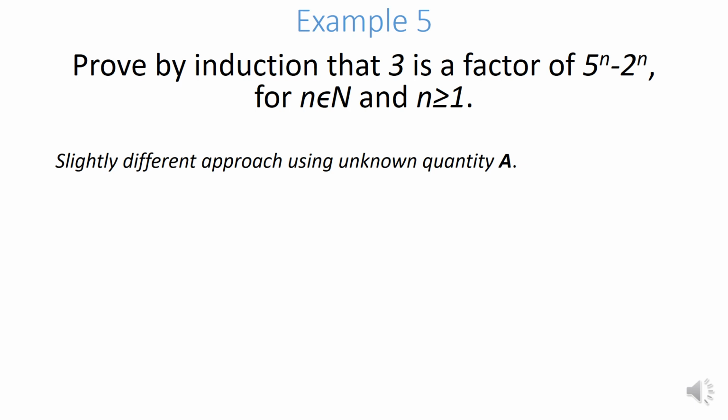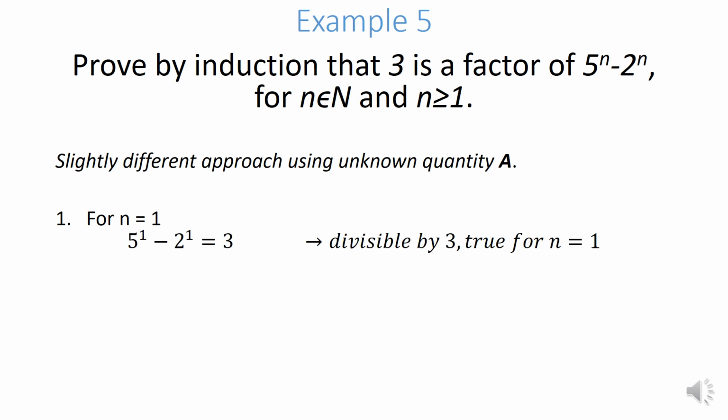So let's have a look at this. Let's start, as always, with our n equals 1 term. 5 to the power of 1 minus 2 to the power of 1. That's 5 minus 2, which is 3, which is, of course, divisible by 3. So it's true for n equals 1. That's the first step complete.